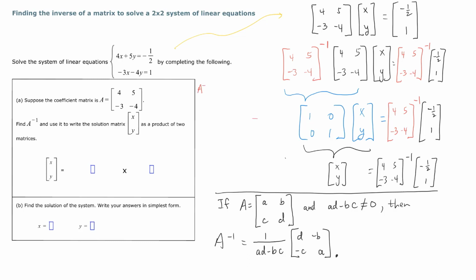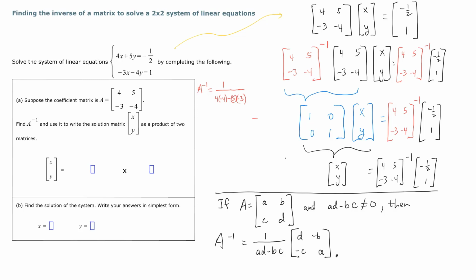So the inverse of A is equal to 1 over what? 4 times negative 4 minus 5 times negative 3. That's really key. That is not 0. In fact, that's negative 1 in the denominator.